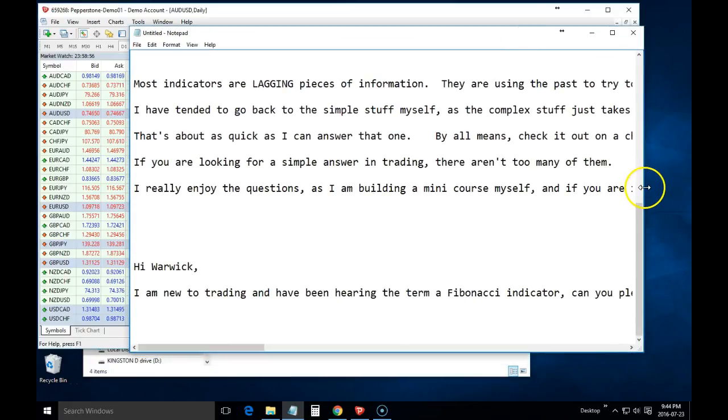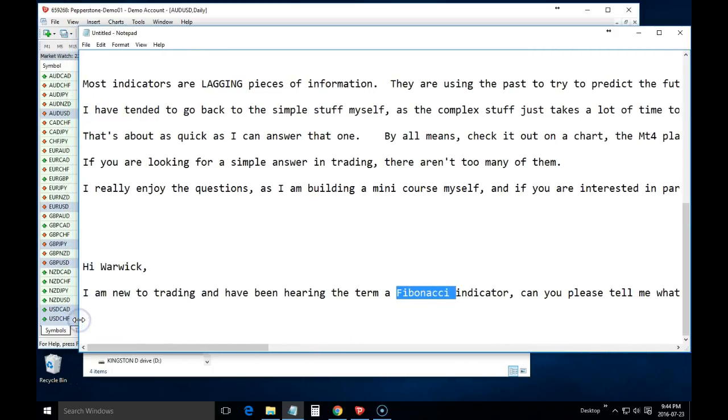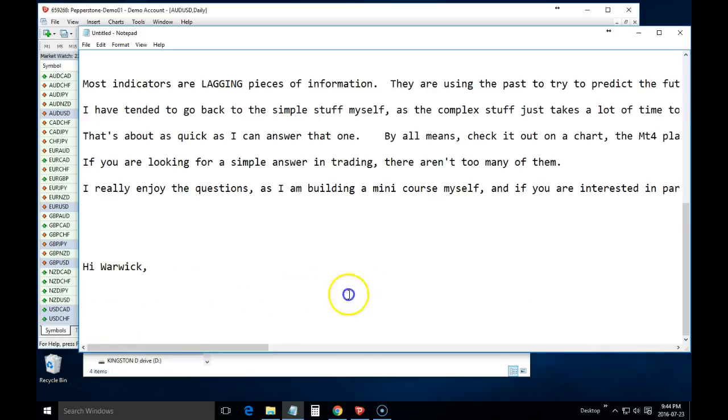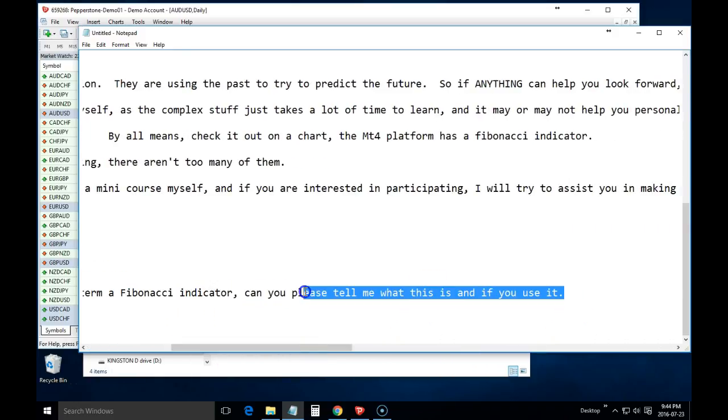Hey, this is for anyone who's asking questions about Fibonacci. I just got a question in the Forex group, and I won't name who it is because I don't want to embarrass anyone, but it's a pretty good question. The trader said, hey, I'm new to trading and have been hearing the term Fibonacci indicator. Can you please tell me what this is and if you use it?